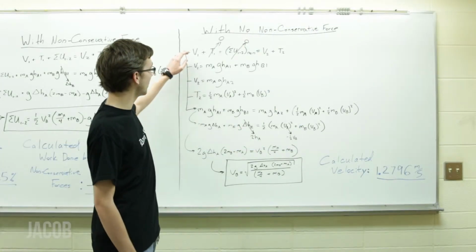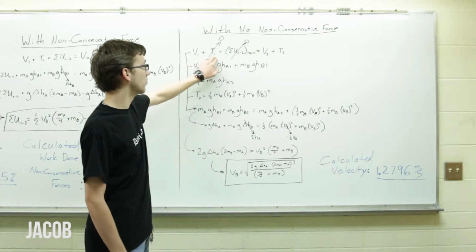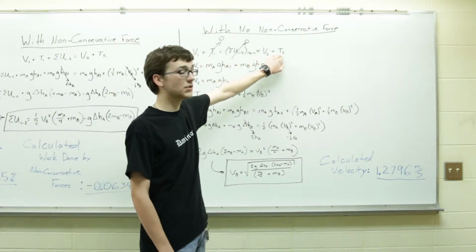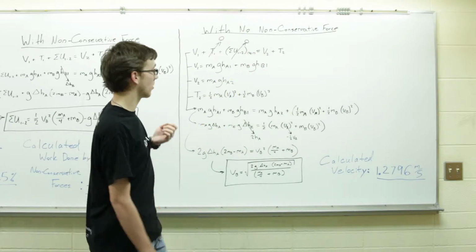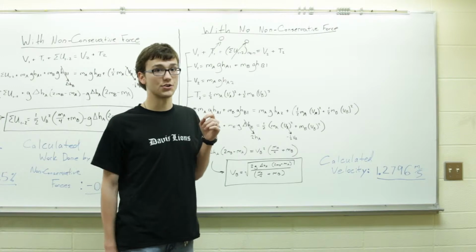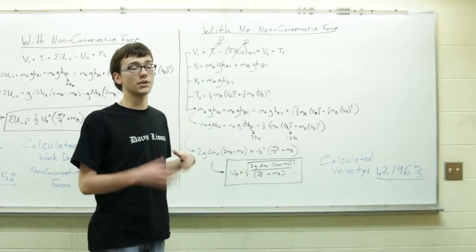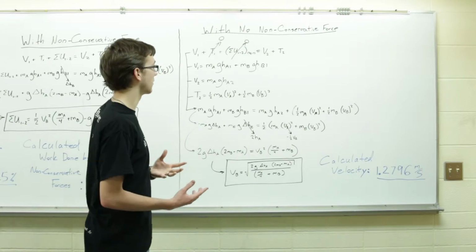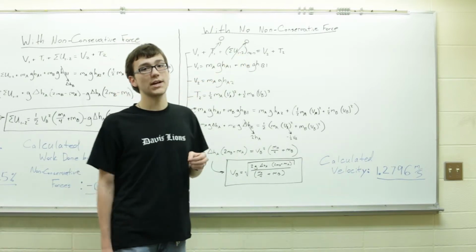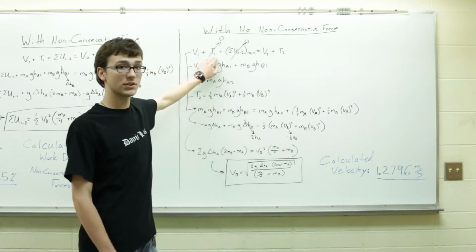Okay, so this is the basic equation that we're working with. It is V1 plus T1 plus work done by non-conservative forces equals V2 plus T2, where the V's are our potential energy due to gravity, and our T's are our kinetic energy. Now for this bit, we are assuming no non-conservative forces. We're assuming that no friction or air resistance is acting on the system. Therefore, this term goes to 0. Also, both masses start at a 0 initial velocity. Therefore, this term goes to 0.